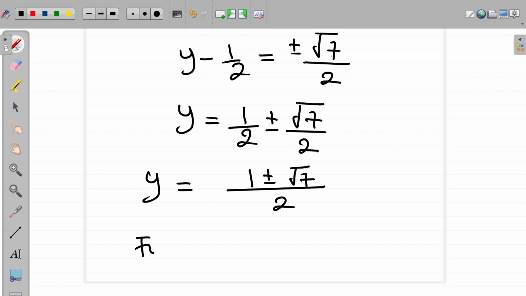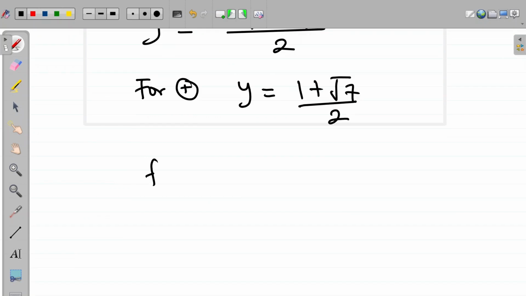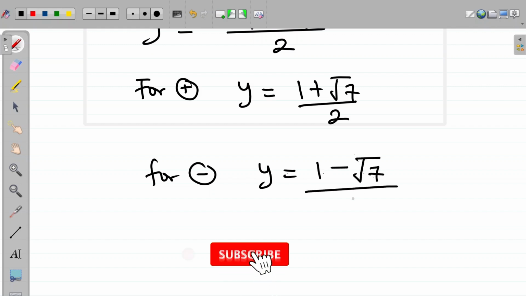So for positive, we have that y is equal to 1 plus root 7 divided by 2. Also, for negative, we have that y is equal to 1 minus root 7 divided by 2.